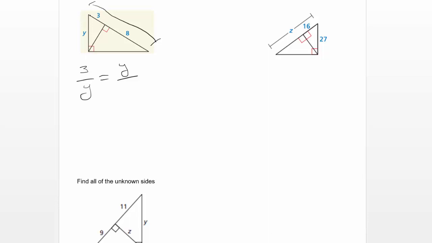And although it's not stated, I can easily calculate it. 3 plus 8 is 11. So part to leg is leg to whole hypotenuse. Or do some cross multiplying. y times y is y squared. 3 times 11 is 33. So y is the square root of 33.